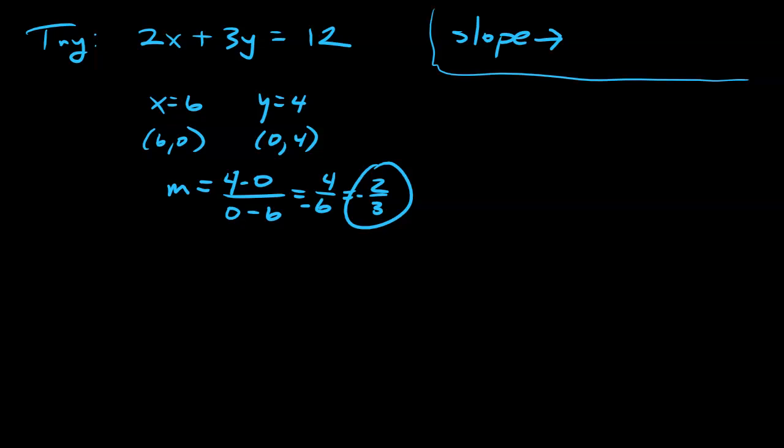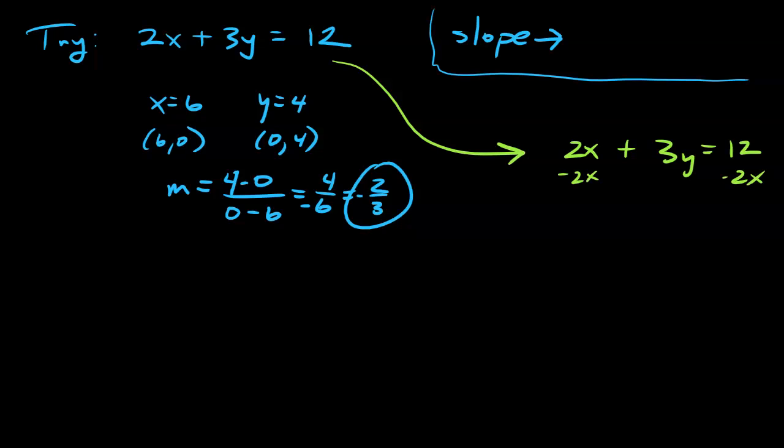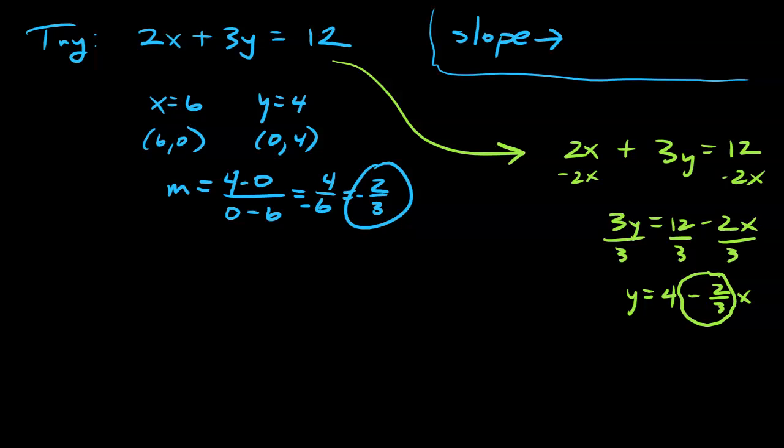All right. I will show the other method if somebody did it the other method. The other method is you solve for y. So I would subtract 2x from both sides. 3y equals 12 minus 2x. And then I divide everything by 3. And the slope is going to be the number that is on x. So negative 2/3. So either way you do it, it works.